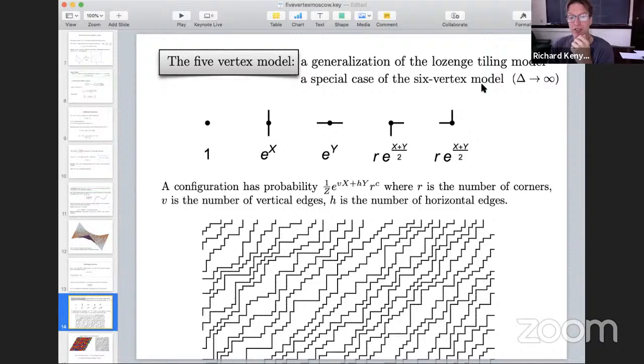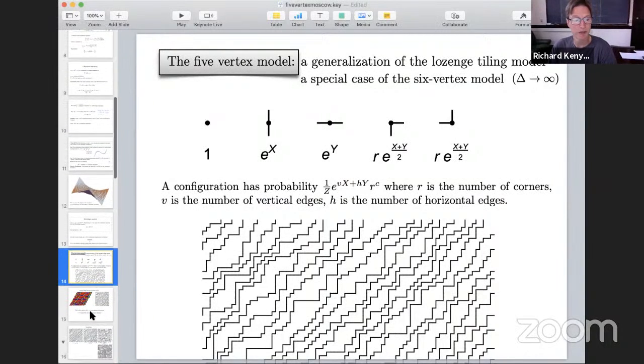This is a special case of the six vertex model. If you know the delta parameter for the six vertex model, you take delta to infinity or minus infinity, and this is what you will get. But it's also a generalization of the lozenge tiling model that we started at the beginning. If you set the little r parameter to be one, this is exactly the lozenge tiling model. Any questions about the definition of the model?